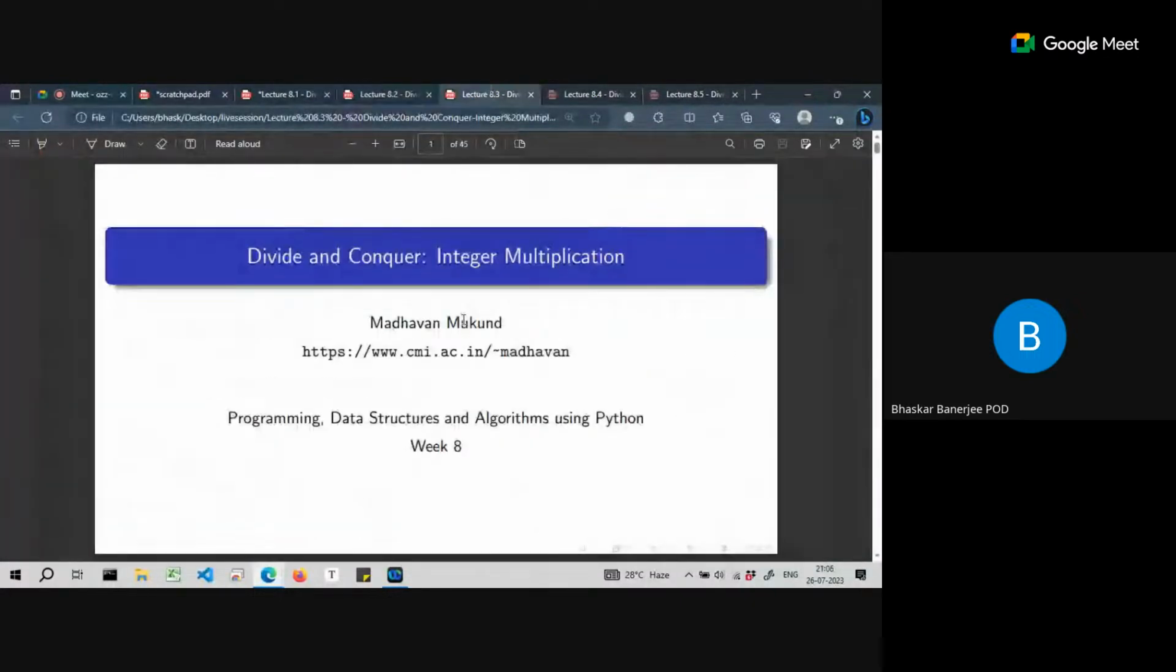Is it okay now? Yes, sir. Integer multiplication, first page. Fine.